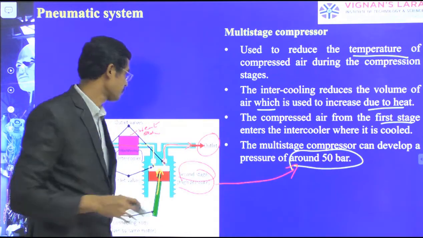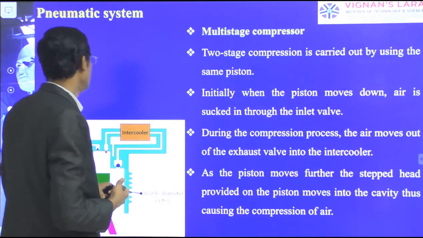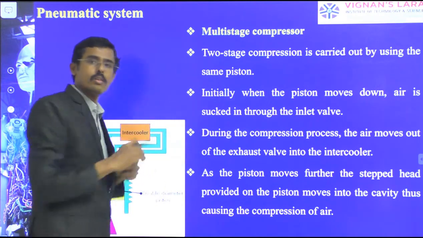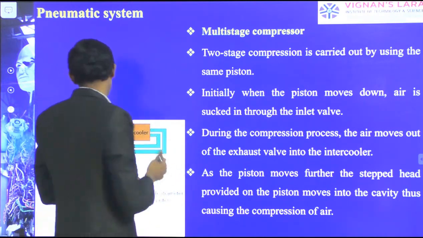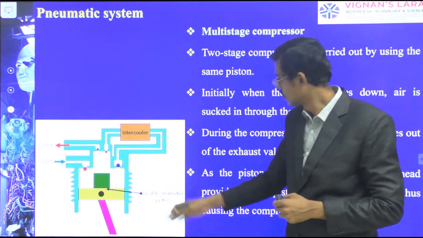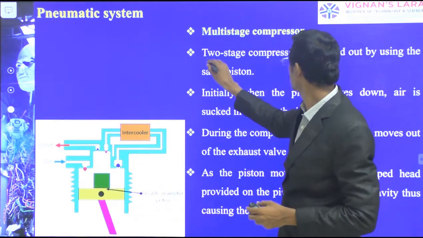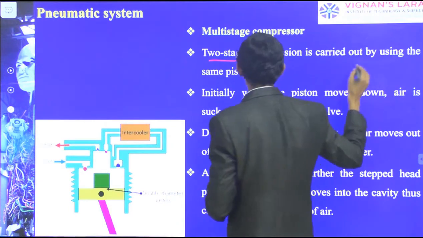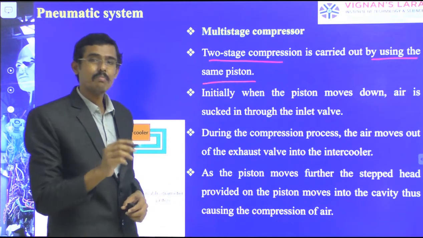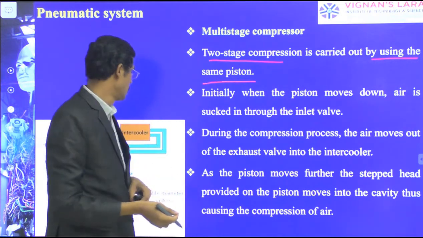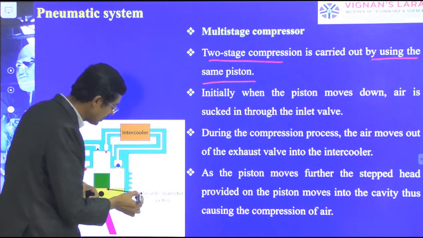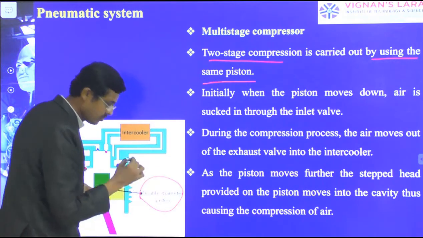This is one. Now we go to another multi-stage compressor, maybe of this type also. We have two pistons here. It looks single. You see, a two-stage compression is carried out by using the same piston, with a double diameter piston.